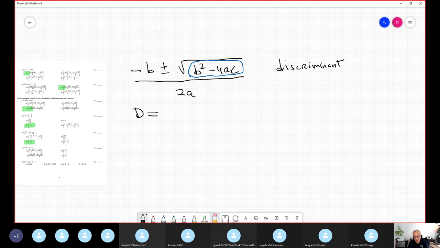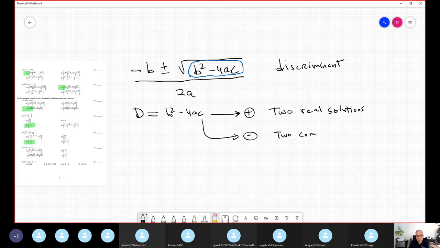What is the reason for the name discriminant? Because it separates behavior. So I see the discriminant, this expression, b squared minus 4ac. If it's positive, we have two real solutions. If the discriminant is negative, we have two complex solutions. And in the previous example, the discriminant is zero. We have only one real solution. Only one.